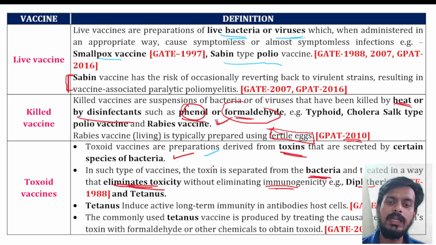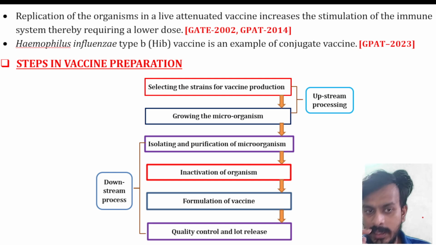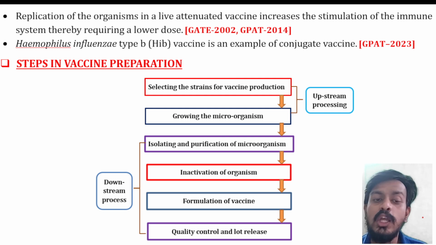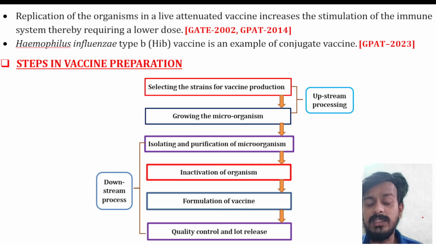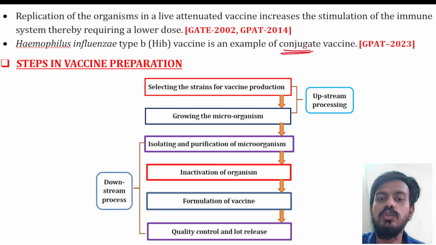So tetanus toxoid induces active long-term immunity, with antibody against the toxin. The commonly used tetanus vaccines are produced by treating the microorganism with formaldehyde or other chemicals to obtain the toxoids. Okay, the replication of the organism in a live attenuated vaccine increases the stimulation of the immune system, thereby requiring a very low dose. That's why you can see the vaccines are always given in very low doses. Haemophilus influenzae type B vaccines are an example of a conjugate vaccine.